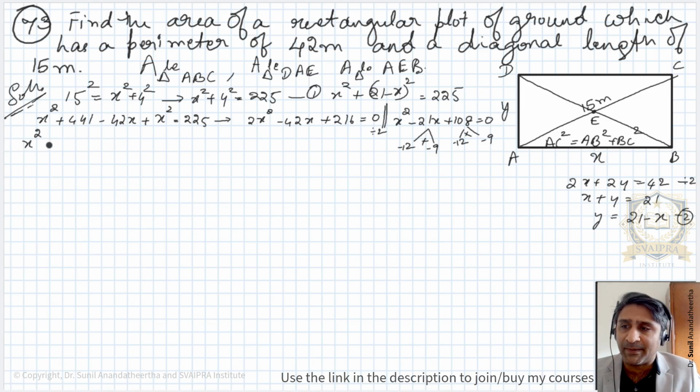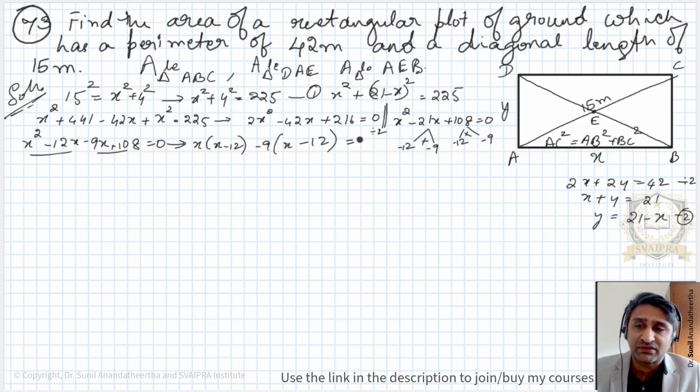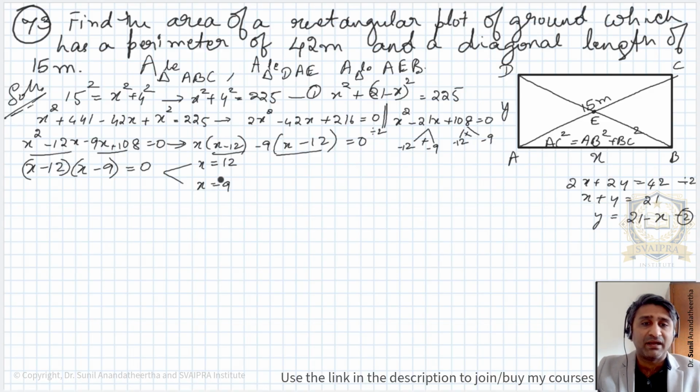x squared minus 12x minus 9x plus 108 equals 0, which is taking x as the common factor from the first two terms, x times (x minus 12), minus 9 times (x minus 12). These two are the common factors, so let's take them out. I'm then left with (x minus 12) times (x minus 9) equals 0. So these give us x equals 12 and x equals 9. Let's put them into equation 2, both of them.